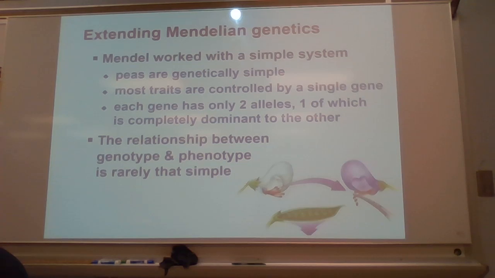This is rarely that simple in humans. There are some diseases caused by one gene, but one thing relates to everything else. So the dominant-recessive phenotype is very hard to find in a lot of cases. He was really just lucky that he picked the right organism and the right traits so that he was able to see those clear Mendelian patterns.